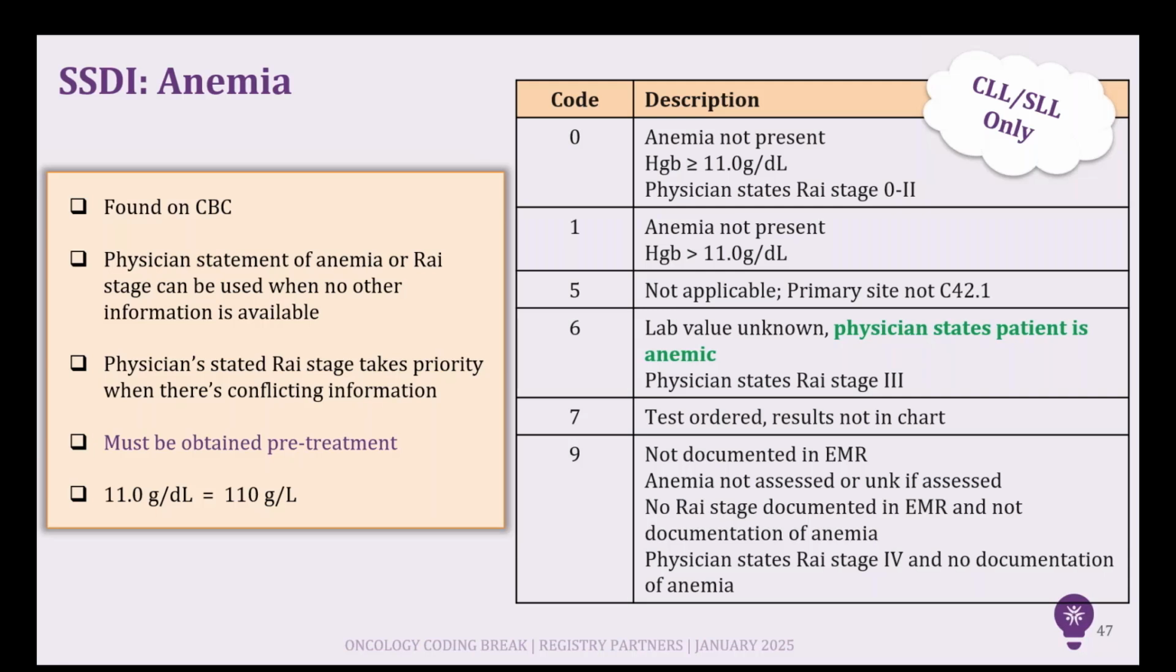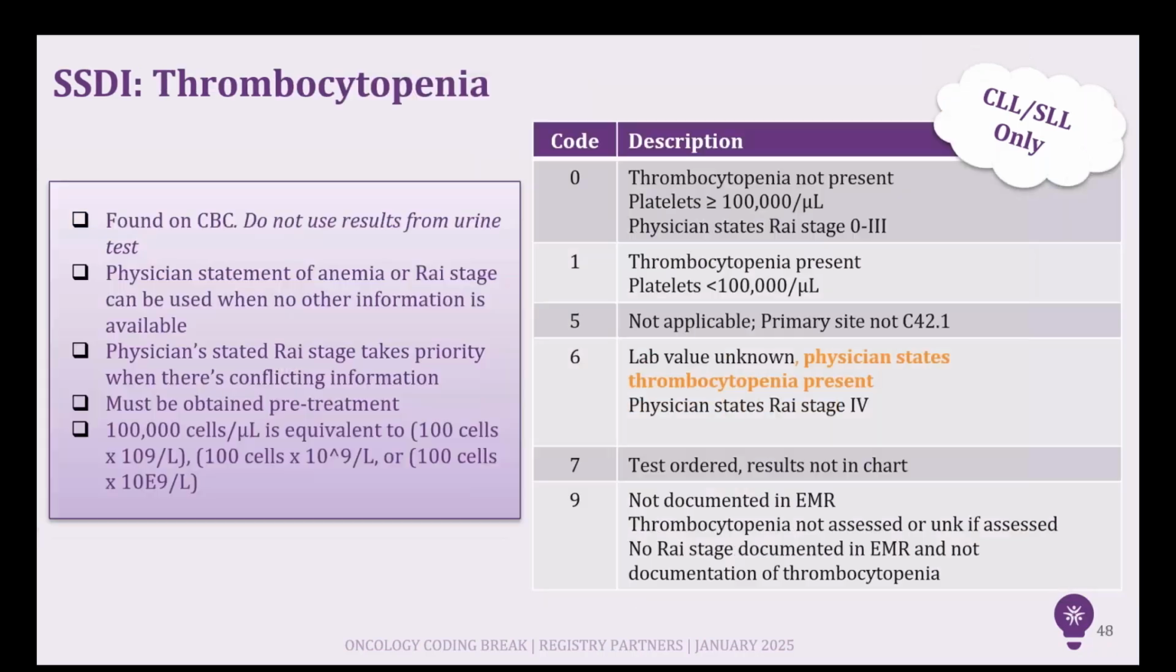The last SSDI is thrombocytopenia, which refers to a low platelet count. The platelet results can be found in the CBC, and just as previously stated on one of the other ones, do not use results from urine tests for this. So if no CBC results are available, you may use physician's statement of thrombocytopenia or the rise stage. Ensure that the platelet count is pre-treatment. And again, we have some conversions for 100,000 cells per microliter in case your results are different.